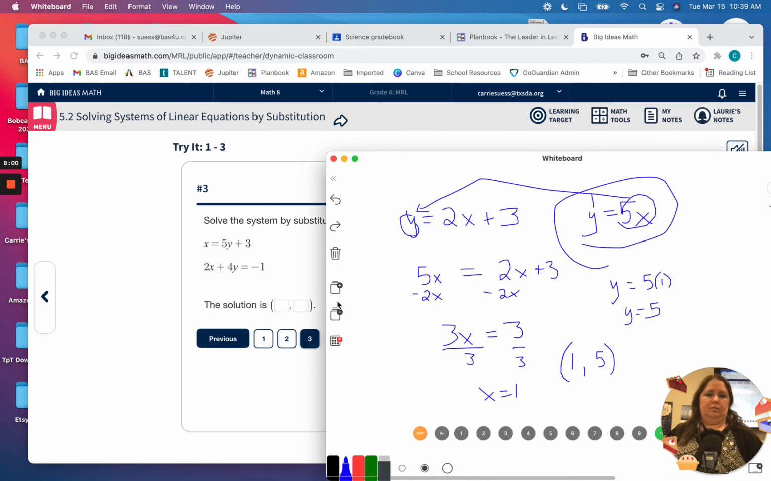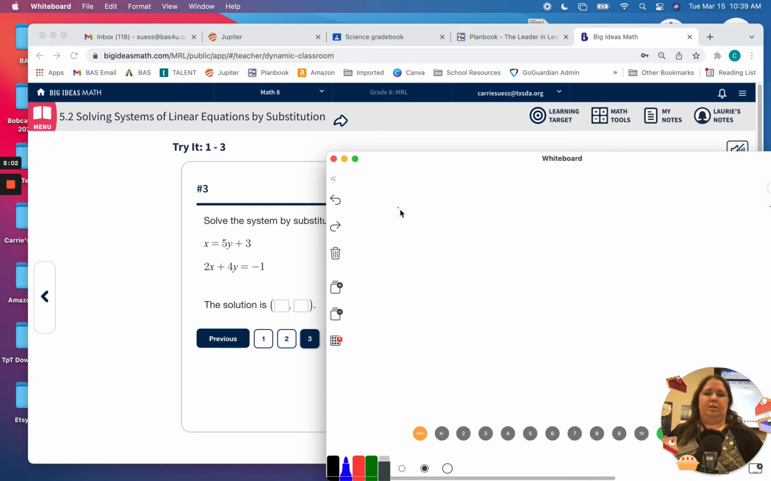Okay, so my two equations are x equals 5y plus 3. And then your second equation is 2x plus 4y equals -1. Do either of these equations, are either one of them solved for a variable? Yeah, this x is all by itself. So I can take this entire equation and plug it in where the x is.